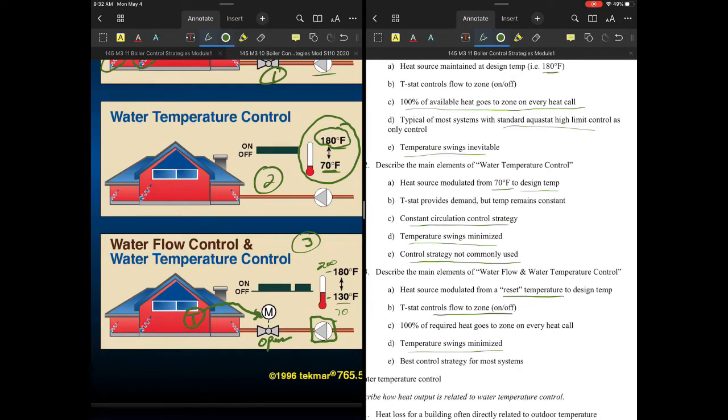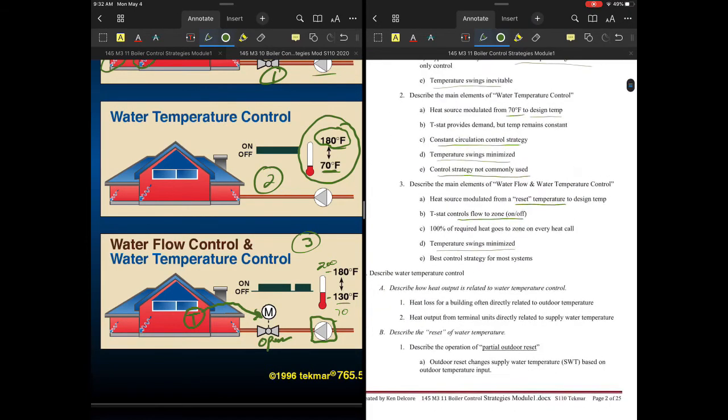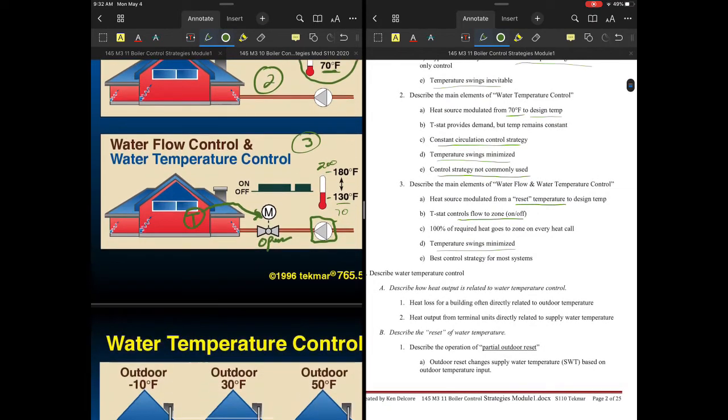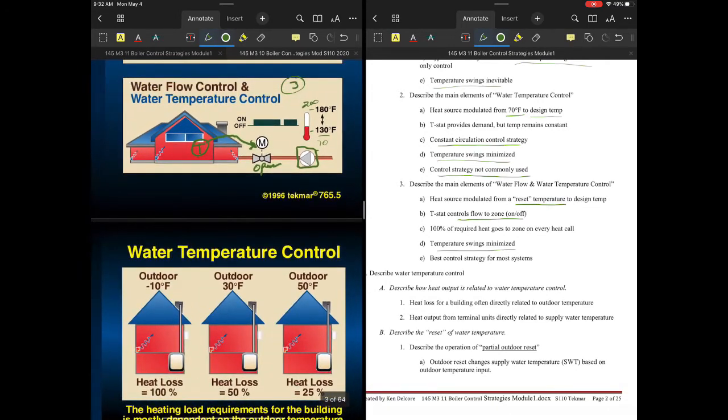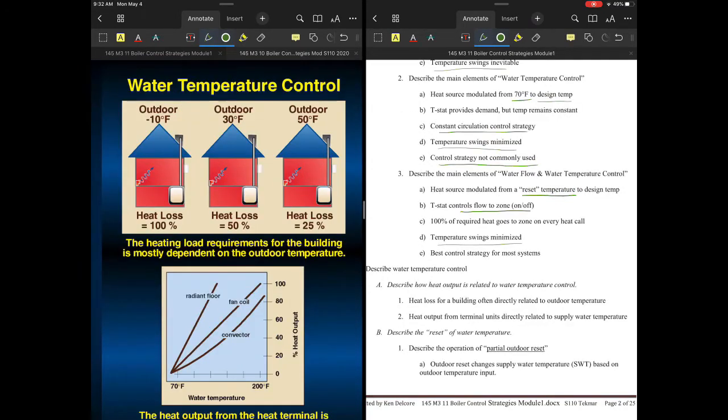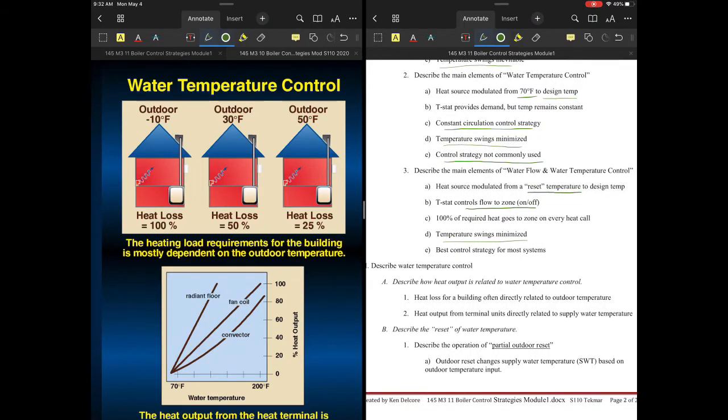So you will get what you need in every single demand. It is a way to really minimize the swings in the system, and it's really by far the best control strategy, without a doubt. And let's go on to water temp control, and let's talk a little bit about that. So in water temp control, I'm going to go to this side here on the right side, and it says, describe how my heat output is related to the water temp control.